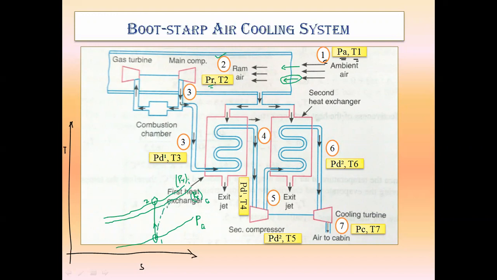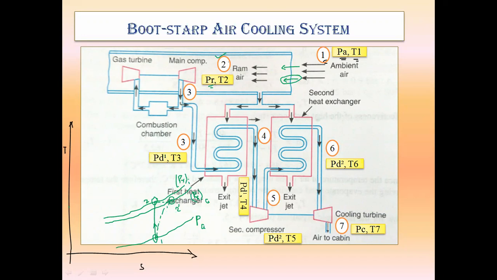While drawing this actual ramming process, whatever point 2 dash I take, I have to keep in mind that the temperature of points 2 and 2 dash should be the same. So here 1 to 2 dash is nothing but the actual ramming process, and 1 to 2 is nothing but the ideal ramming process.